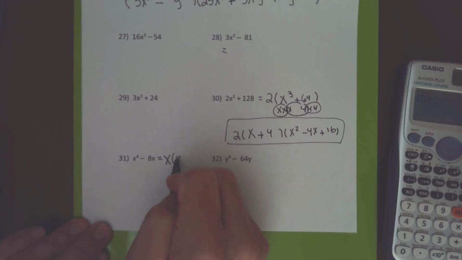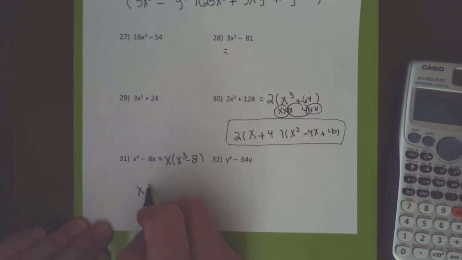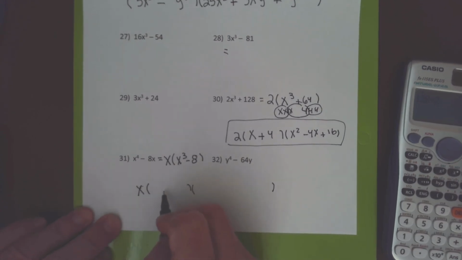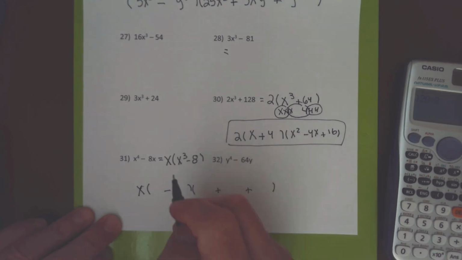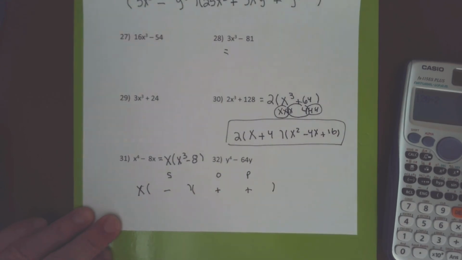That's going to leave me with an x cubed minus 8. That common factor of x is going to be part of my answer, but it's not going to impact the making of the two parentheses. The signs in the parentheses: keep the sign, change the sign, and then plus. Same sign as minus, opposite of minus is plus, and then always end with a plus.